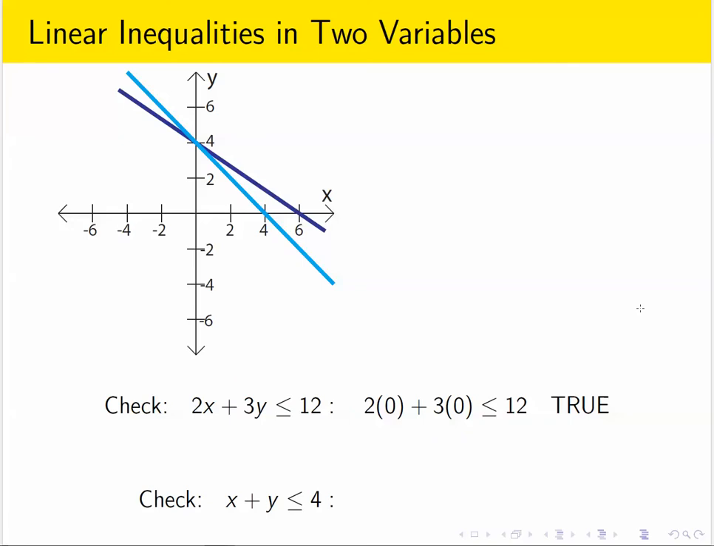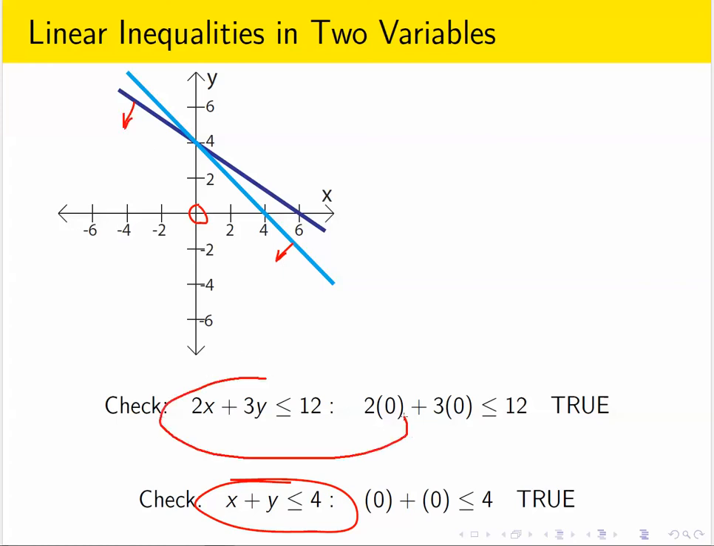So then we want to check the second line, and if we plug the origin into that, again, it satisfies the inequality. So similarly, we want to shade everything that's below the light blue line that corresponds to the edge of the solution region for this inequality, x plus y less than or equal to 4. So we're shading everything below the light blue line for that, and everything below the dark blue line for the first inequality we worked on.